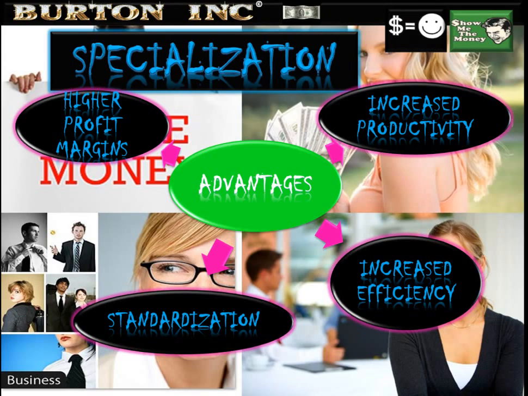Standardization. Specialization results in product specifications being consistently met. If you specialize in doing something, you tend to get quite good at doing it. Specialized machinery, for instance, will mean that output is of the same standard and quality.